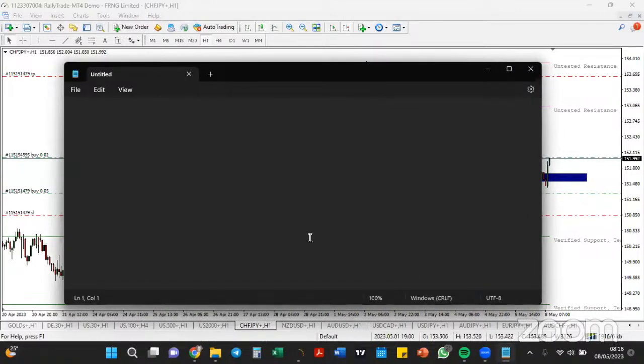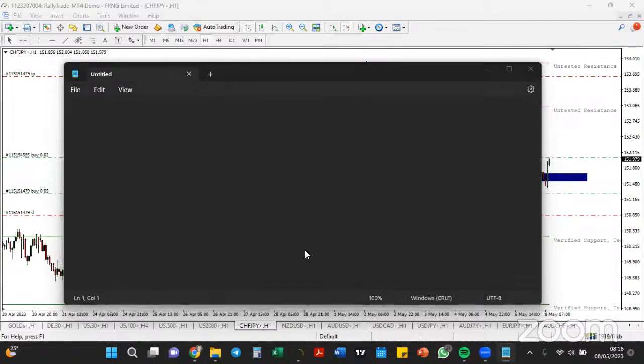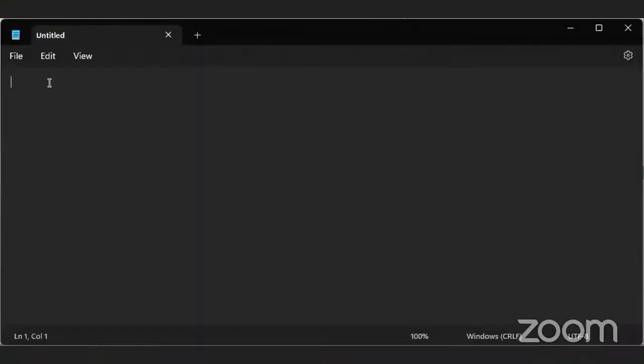Share with this, say CHF JPY buy, and my entry. Of course, we're not going to have the same entry. Our entry will be different. My entry is around 151.9960. That's where my entry is.